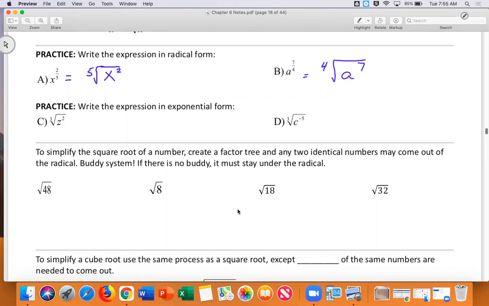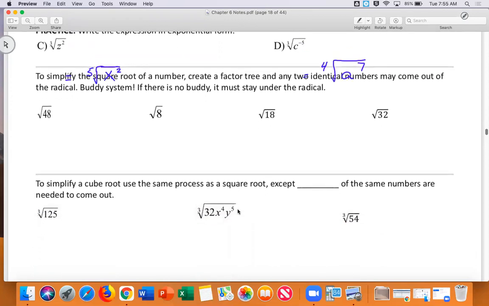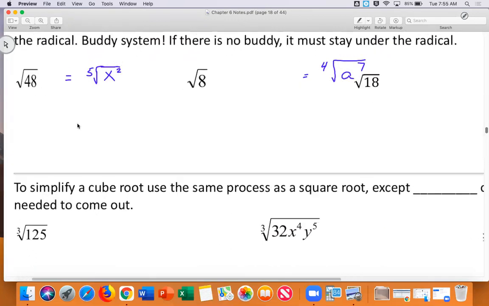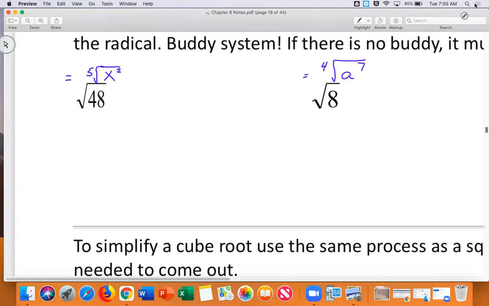Now, this is what I was talking about with pairs of numbers. All of these examples, let me zoom in so we can see it. The number outside that square root is a 2, so I'm looking for pairs of numbers.